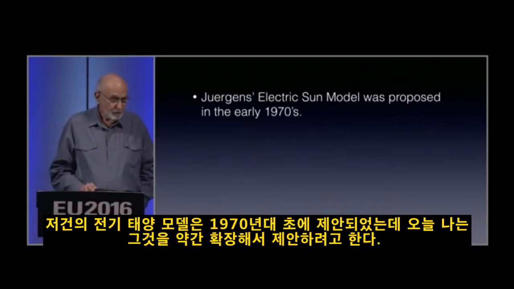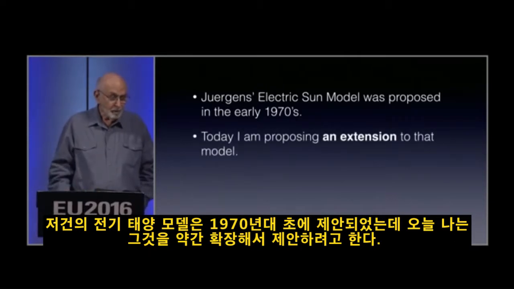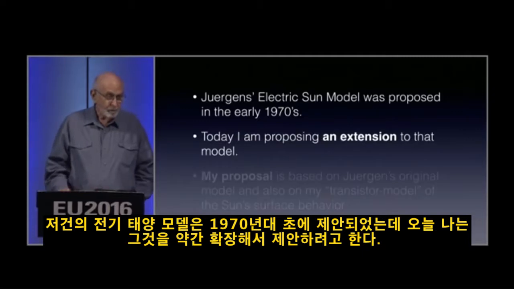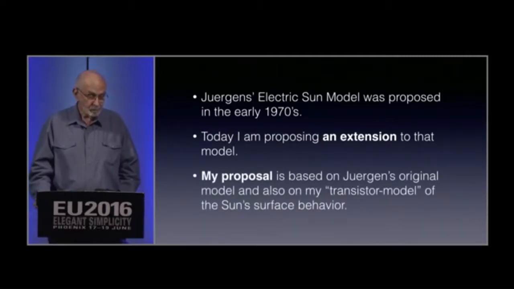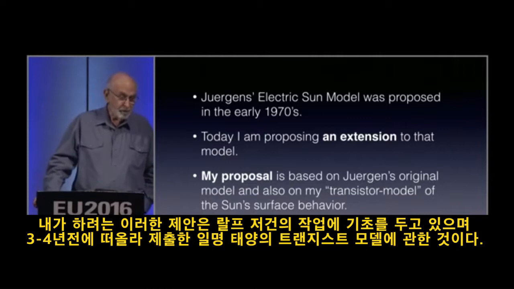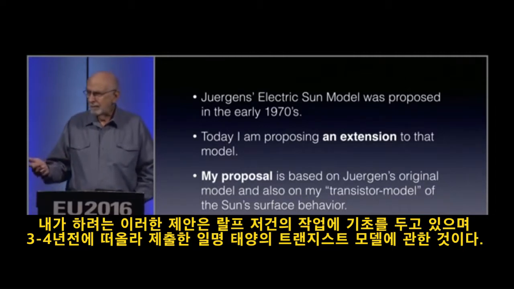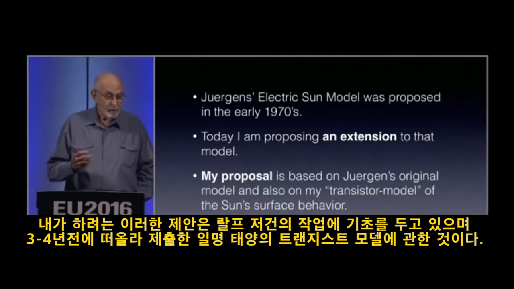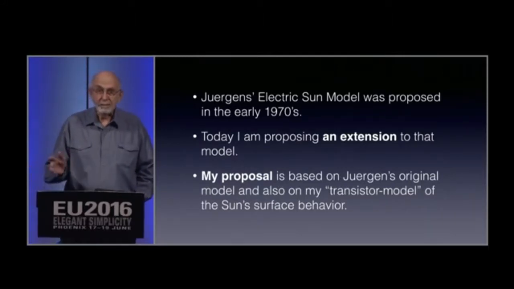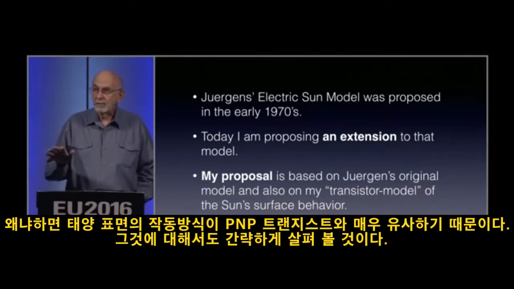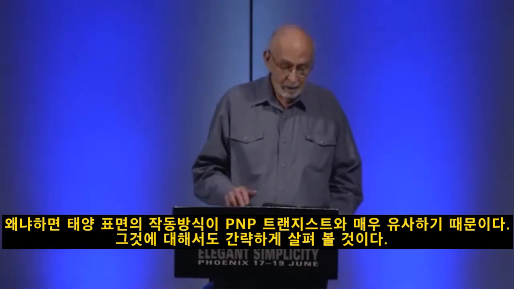The Juergens sun model was proposed in the early 70s, and today I'm trying to propose a slight extension to that. These proposals are based on Ralph Juergens' work, and also on something I came up with and presented 3 or 4 years ago. I called it the transistor model of the sun, because the sun's surface works very analogously to the way a PNP transistor works. And we'll see that briefly at least.